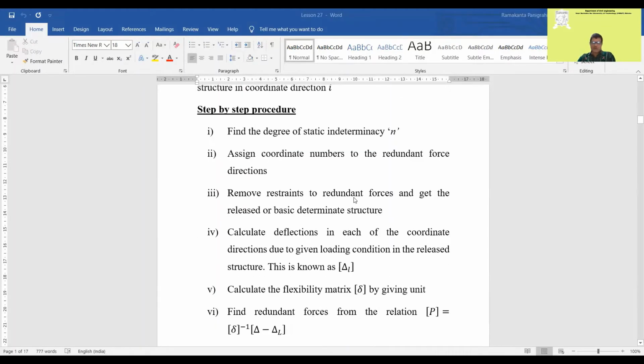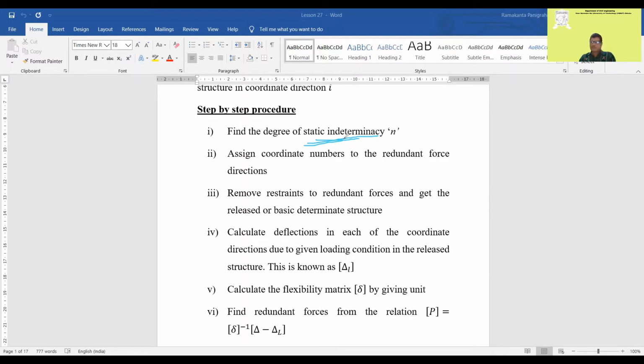Step by step procedure, as we have also seen in the case of the stiffness matrix method. First you have to find the degree of static indeterminacy. In the stiffness method, we find the kinematic indeterminacy; the unknowns are slopes and deflections at different joints. But here we have to find the static indeterminacy. The number of redundant forces can be found out. Once you find n, then you know the redundant forces.